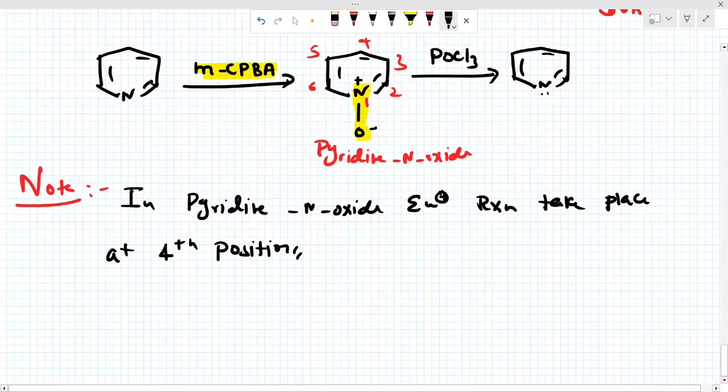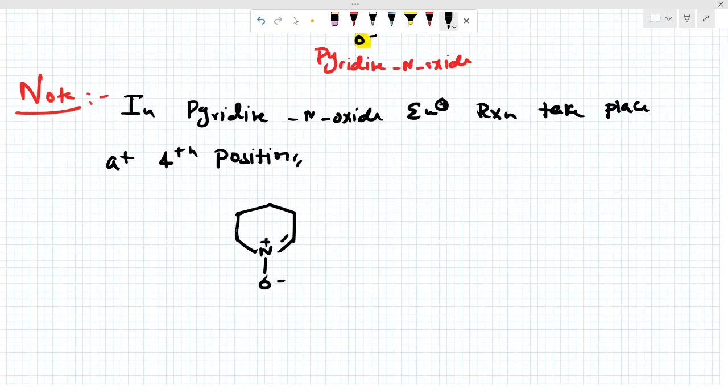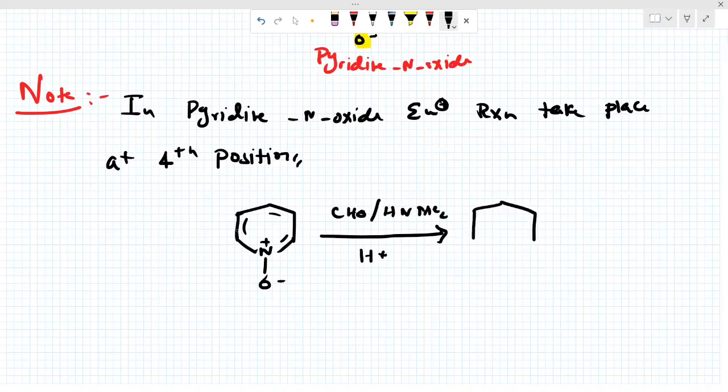I'll give an example. This is a pyridine N-oxide. You can use the Mannich reaction: CH2O and HN(Me)2 with H plus. What is the electrophile? CH2=N+(CH3)2, right? Therefore the product has O minus, N plus, and CH2N(CH3)2 at the fourth position. This is a typical example of electrophilic substitution in pyridine N-oxide. This is very important, please note it.